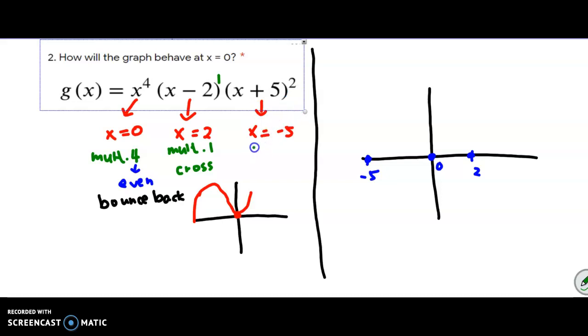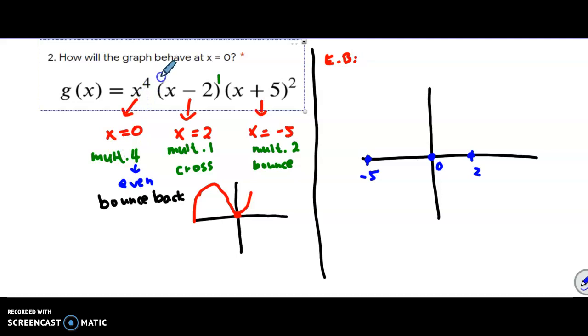Here at -5, we know that the multiplicity is 2, because that's what the exponent is. And so what's going to happen is that since it's an even exponent, again, it's going to bounce. Okay. Now, that's fine, but we also need to figure out the end behavior, which I'm going to label here as EB, the end behavior.